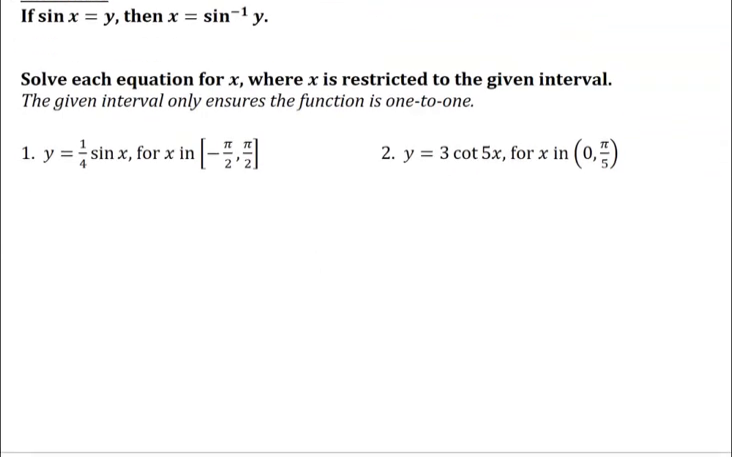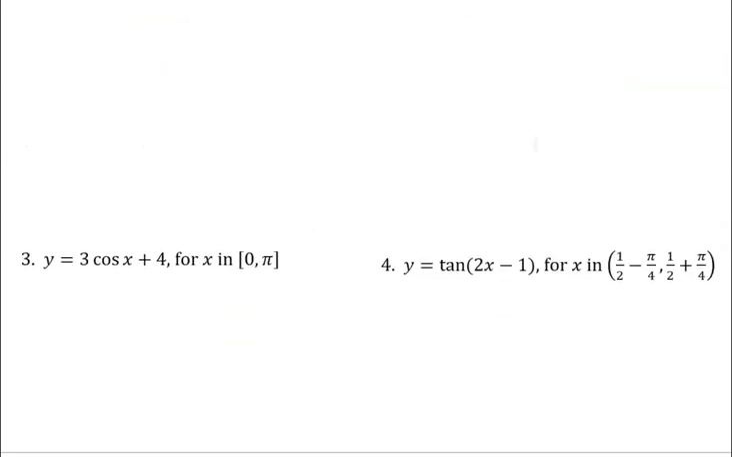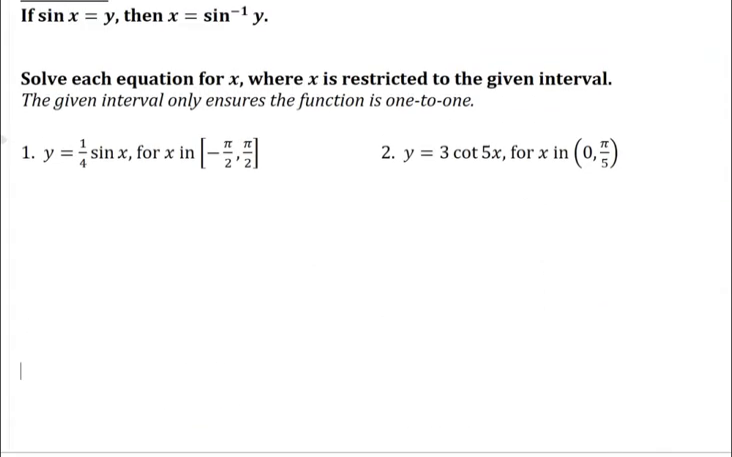Here we are solving each equation for x. For these first 4, we have y defined in terms of x. We want to solve for x, but it is going to be in terms of y. Now, it does say that we have an interval here. We don't really care about that interval as far as the solving process goes, but if you think back to the beginning of this chapter, we talked about how we had to limit the domain of the trig functions in order for them to be one-to-one. That's what these limits are. But again, it doesn't change the solving process.